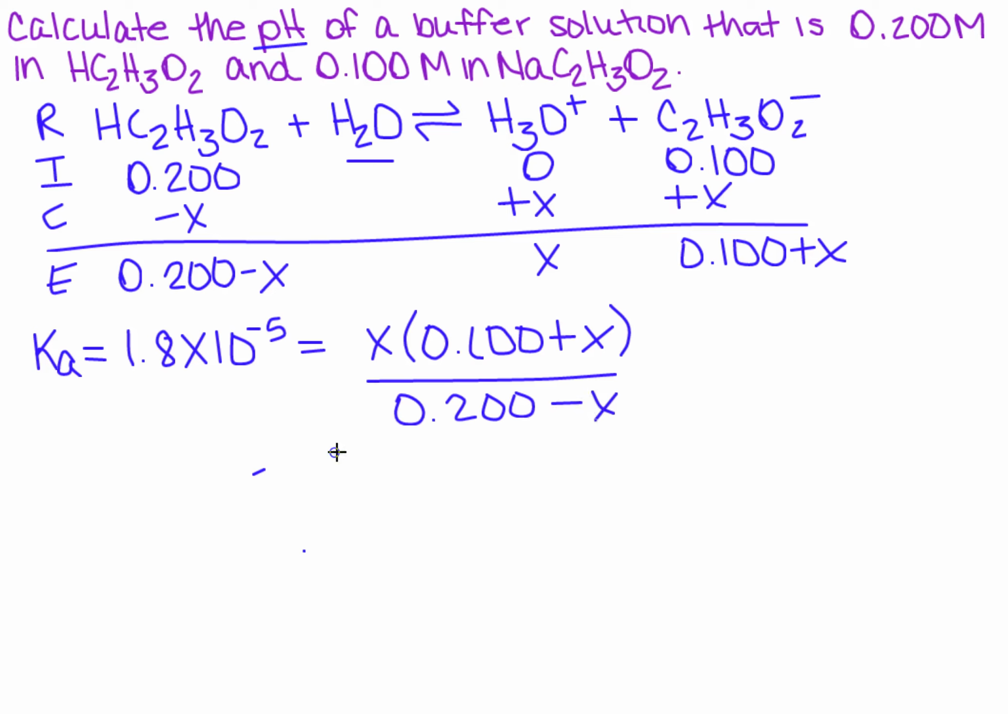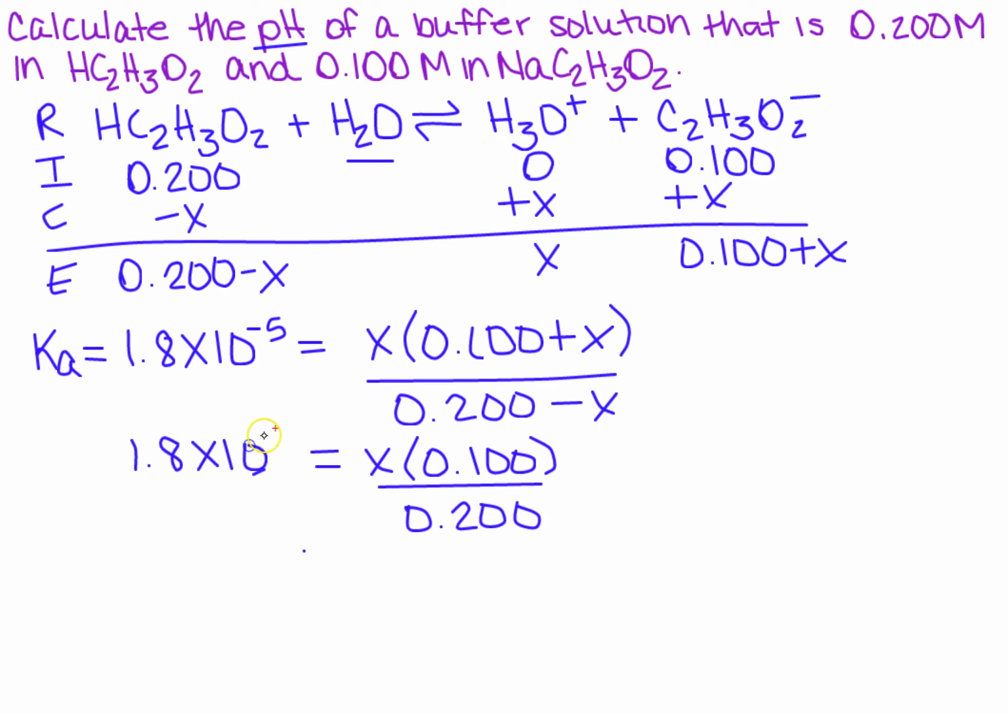But wouldn't it be really cool if I could approximate that? So let's try that, because remember, it always makes our life easier. So I'm going to take out the x's that are subtracted and added. I still have the Ka constant over here on the left. So I'm going to cross multiply and divide, or you can reduce and then divide, and you should come up with 3.6 times 10 to the minus 5th.